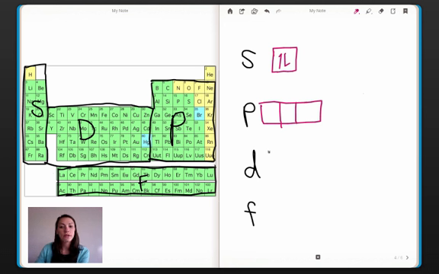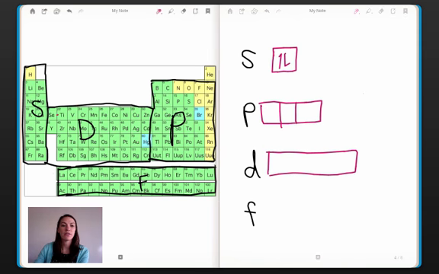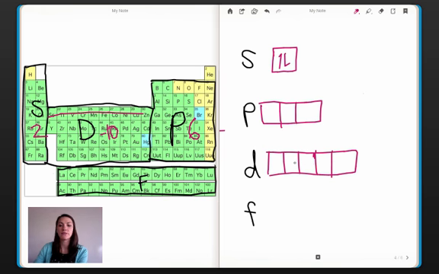A d orbital can hold 10 electrons. Remember that d block over here, there are 10 columns across, right? 2 over here in s, 6 electrons in your p orbital. So our d is going to have 5 boxes holding 2 electrons each. Again, that's a little bit like a large bus. 1, 2, 3, 4, 5 boxes.